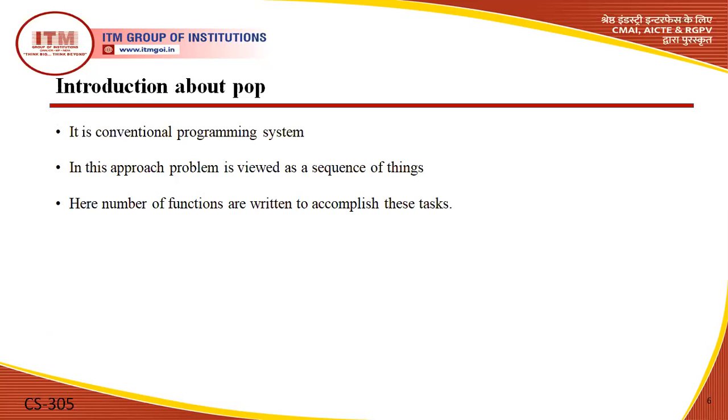So this is a kind of conventional programming system, and we can say it's a kind of traditional approach by which we'll write any programs. In this approach, we view the problem as some sequence of things. So we can say all the tasks are done in a sequential way, and that sequential way is also known as the algorithm. So it's an approach which is based on algorithms.